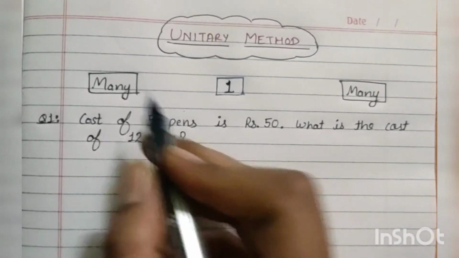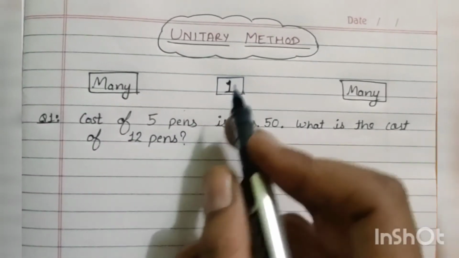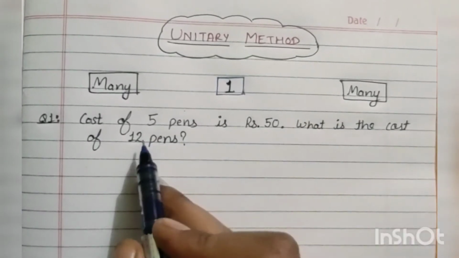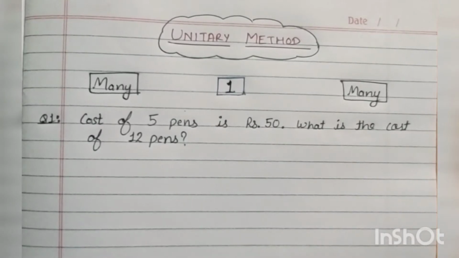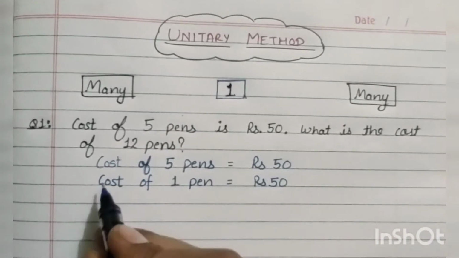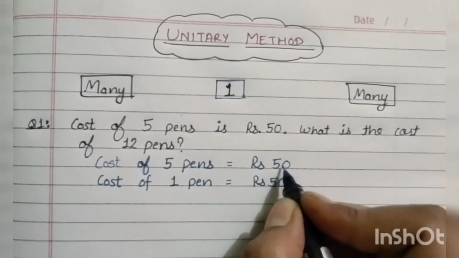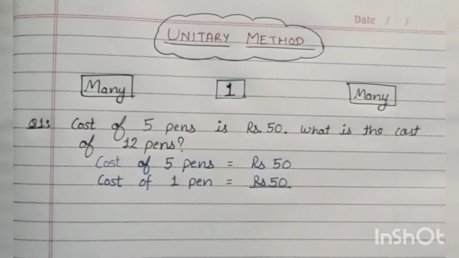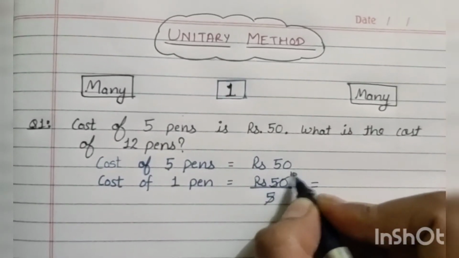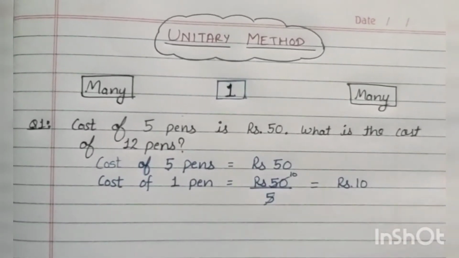Now here the cost of 5 pens is given, that is rupees 50. We use this data to find out the cost of 1 pen, and then we will find the cost of 12 pens with the help of this data. So we will write it like this: cost of 5 pens is equal to rupees 50. Now cost of 1 pen. To find the cost of 1 pen, we will divide this amount by 5. Divided by 5, 5 tens are 50, right? So you will get rupees 10. So this is the cost of 1 pen.